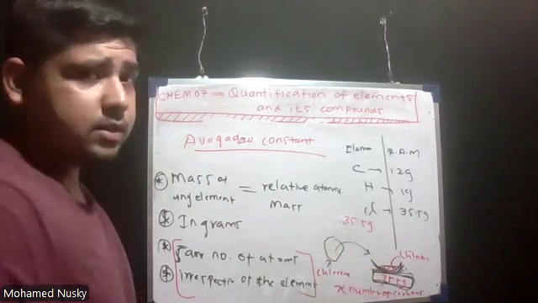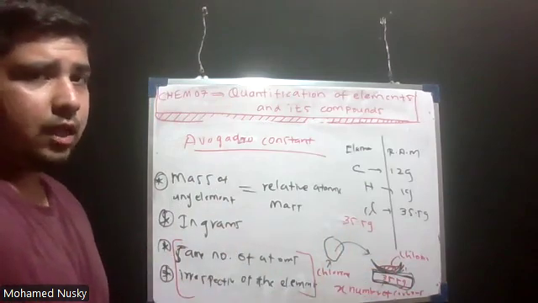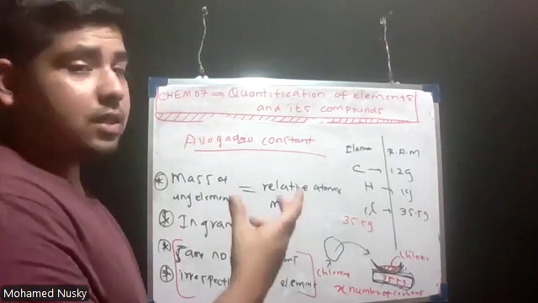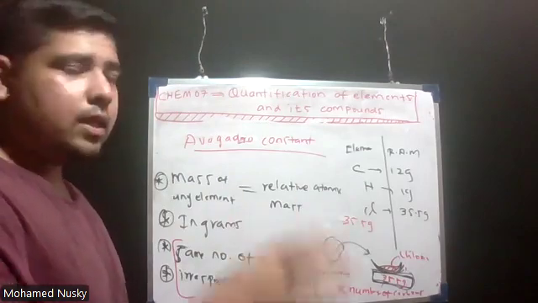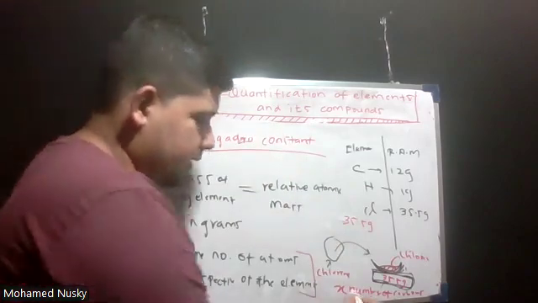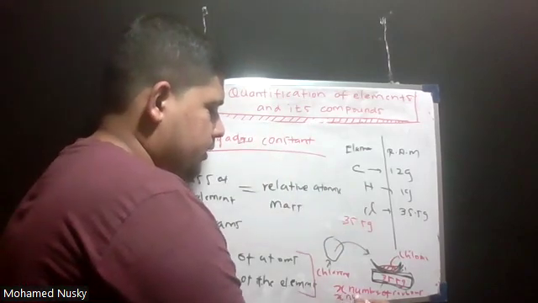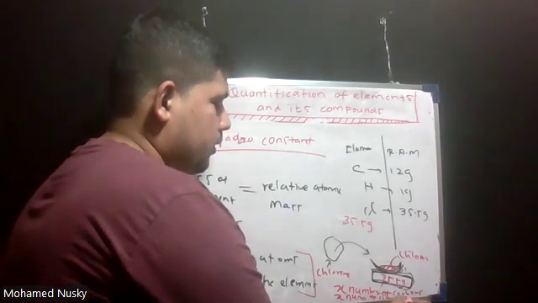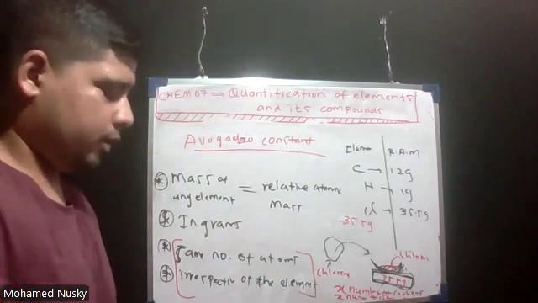Now there will be a certain number of atoms. And what is the number of chlorine atoms present? That is also X number of chlorine atoms.